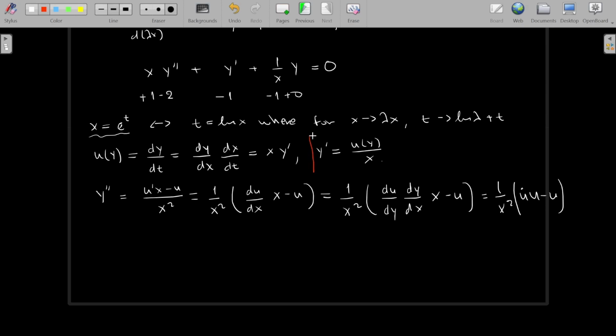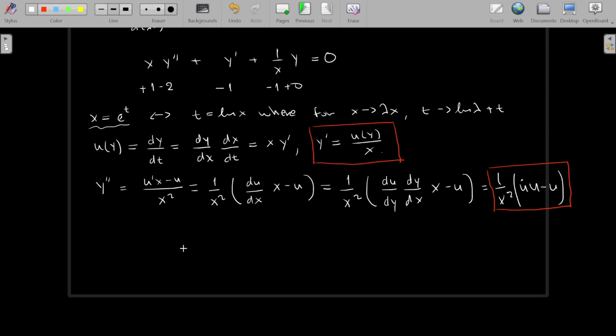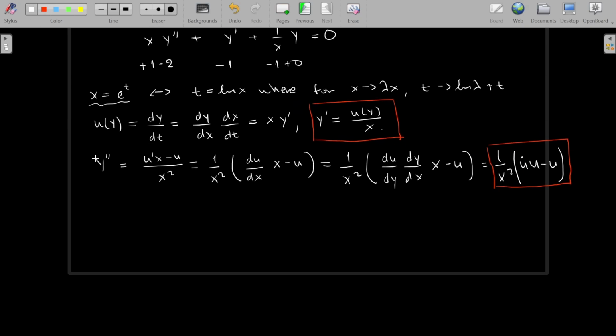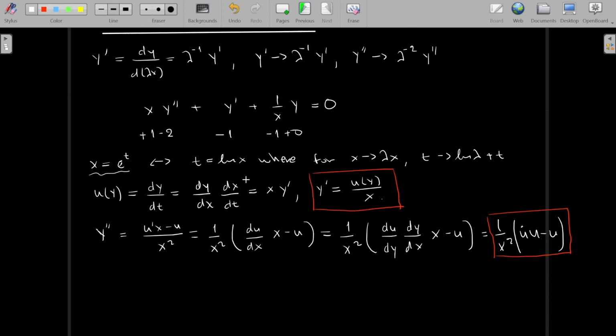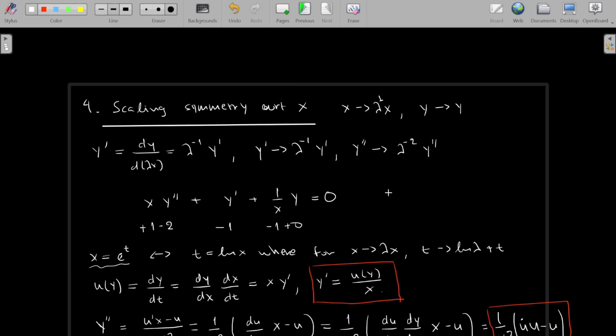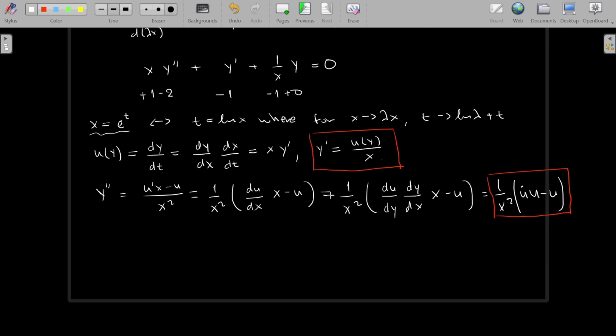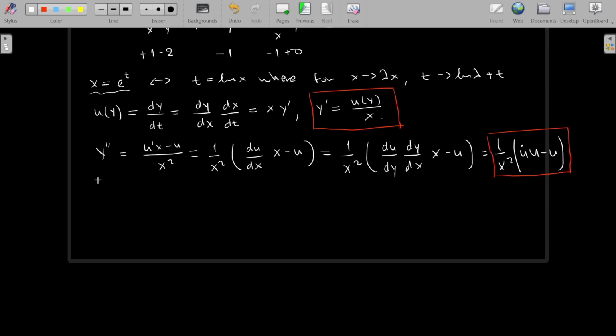we're using is this one, and the second one is this one for y prime. And we are indeed going to get from a scaling symmetry to a shifting symmetry. Right, let us take an example.